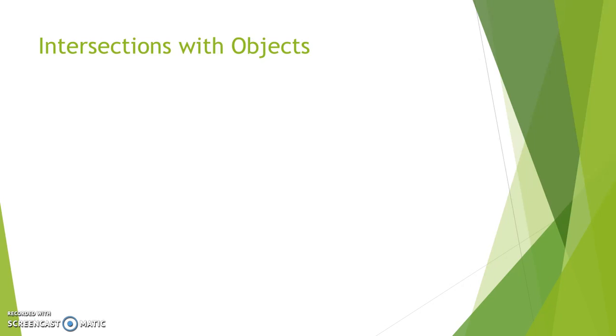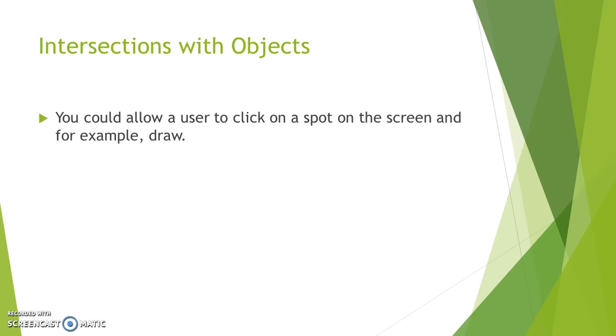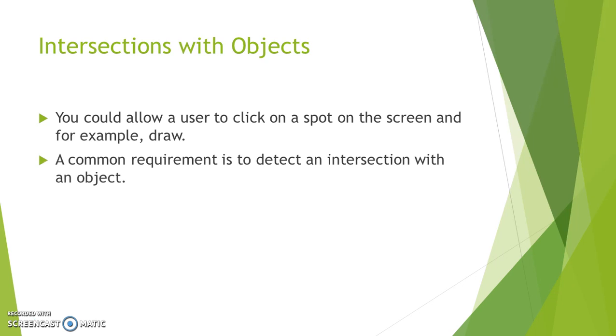All right. It can be very interesting to know whether there's an intersection with a given object. We can let a user click a spot on the screen and draw. But a more common requirement is to first draw an object on the screen and then figure out whether the user's clicked on that object. And this is easiest with rectangles.